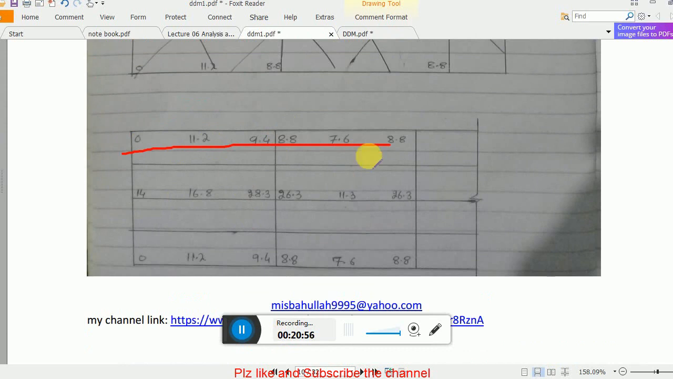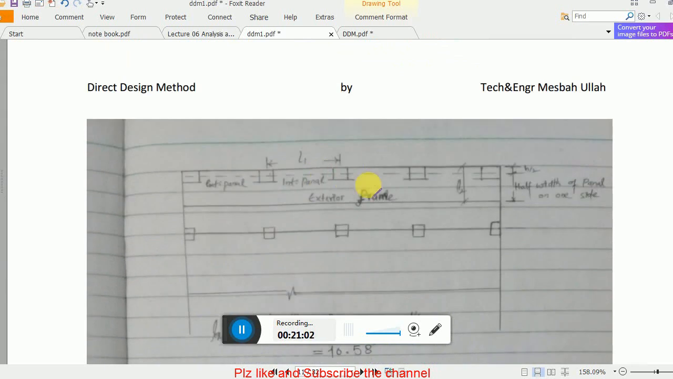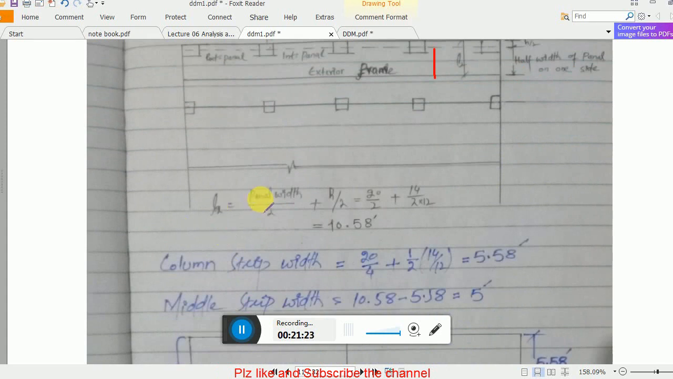So you did the calculation for the interior frame. Now we have the exterior frame. L1 will be the same, that is 25 feet, center to center distance. For the external panel, L2 is different from the internal panel, and I already explained why. You have to take 20 divided by 2 plus h divided by 2, and add it. That's why L2 will be different. L2 is the panel width divided by 2 plus h divided by 2.